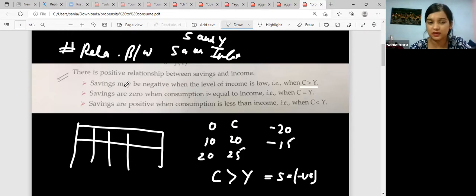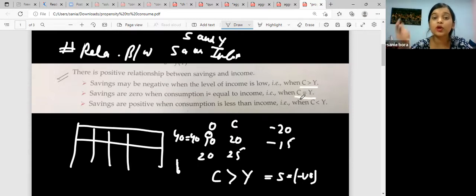So the first one is clear. Now second, savings are zero when consumption is equal to income. You can check over there, I think at 40, when your consumption and income are both equal, 40-40. At that moment your savings are zero, when your C is equal to Y. Check your schedule.